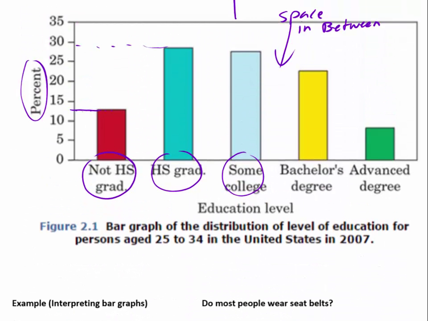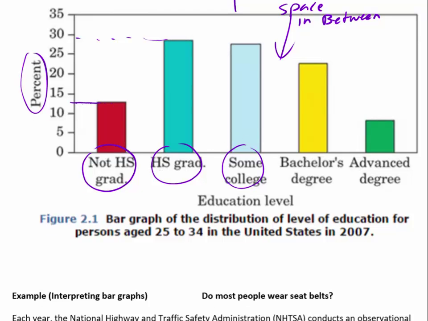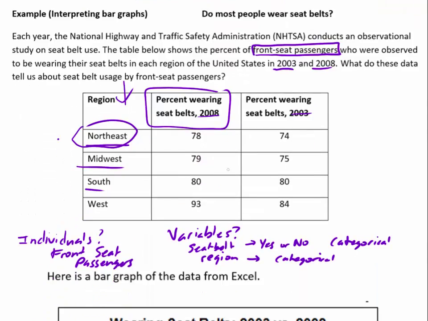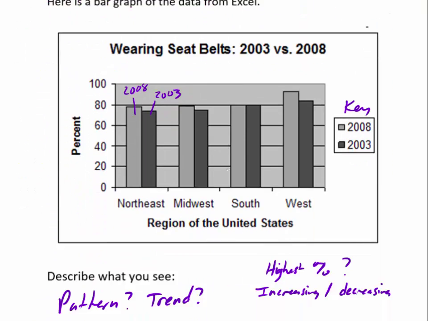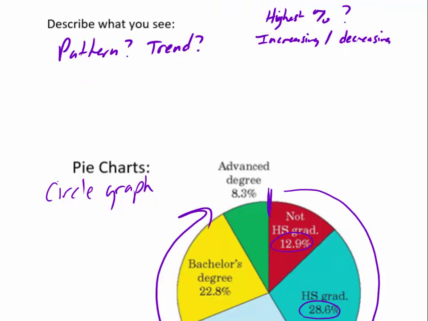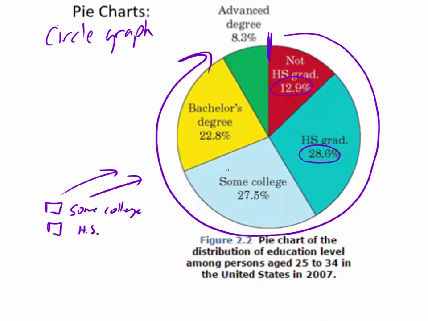it would be comparing the graph all the way back up here with these colors. The biggest one was high school graduates, and some college was pretty darn close. So going back, high school graduates and some college, the percentages are close, but then the area that is made by these two wedge shapes is pretty darn close too.